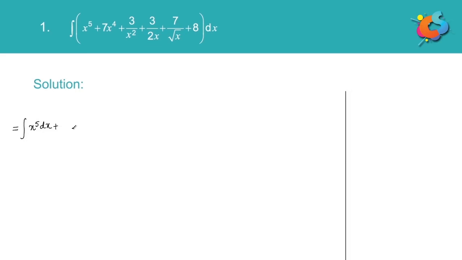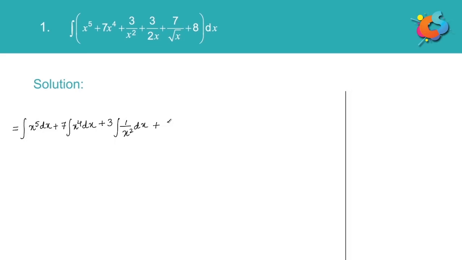integration of x power 5 with respect to x, whereas in the second term we have constant into function. Whenever constant into function is given, we'll keep the constant outside the integral and we'll integrate the function alone. So I'll write the same as 7 times integration of x power 4 plus, whereas in the third term 3 is constant, we'll keep the constant outside and integrate 1 by x square with respect to x.